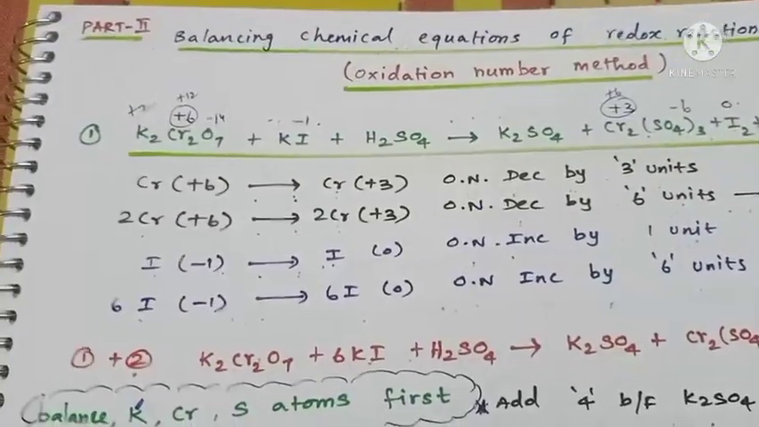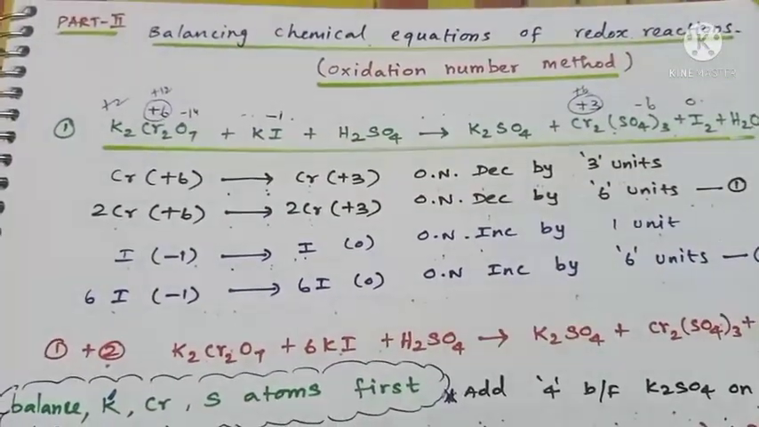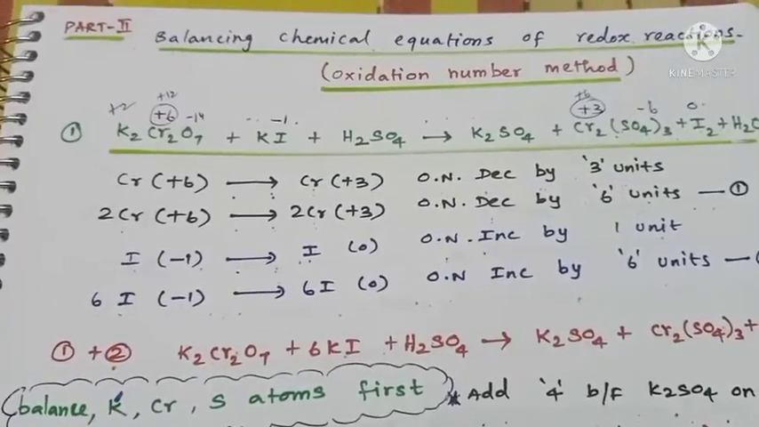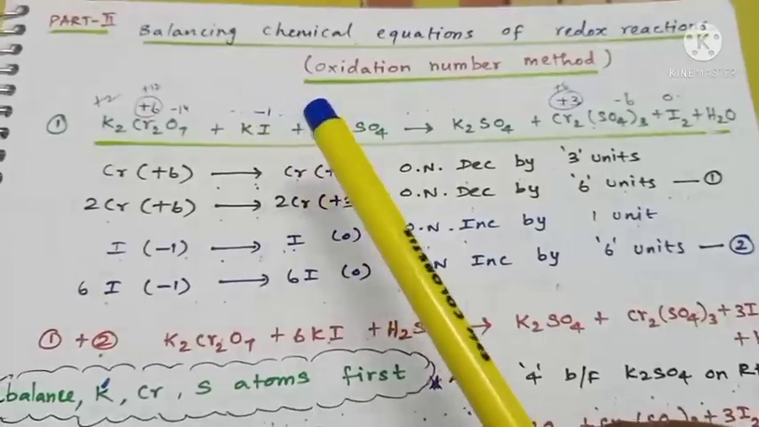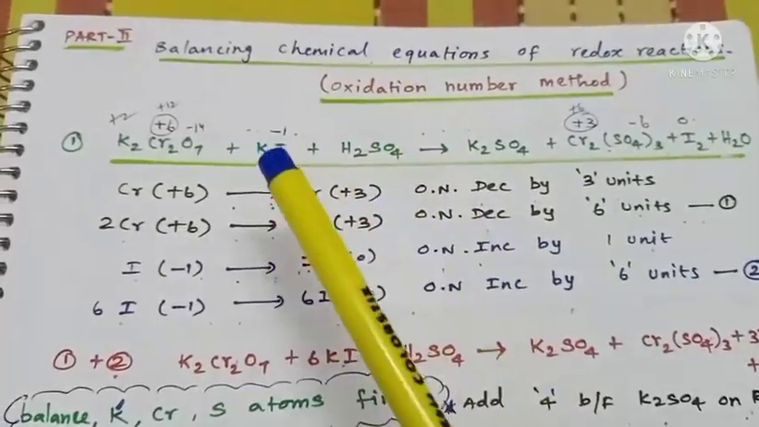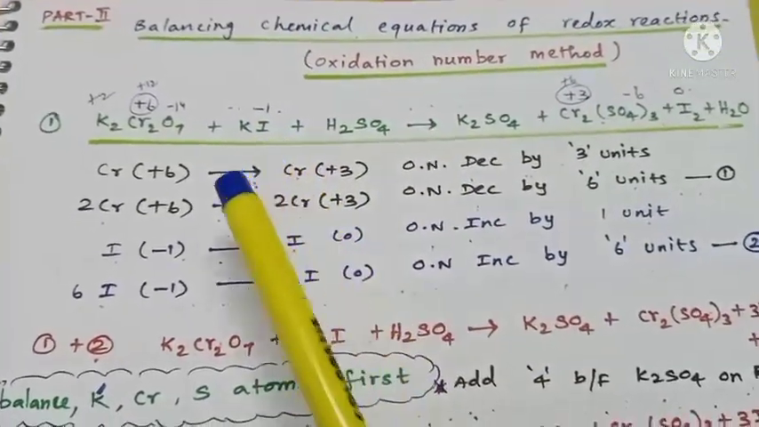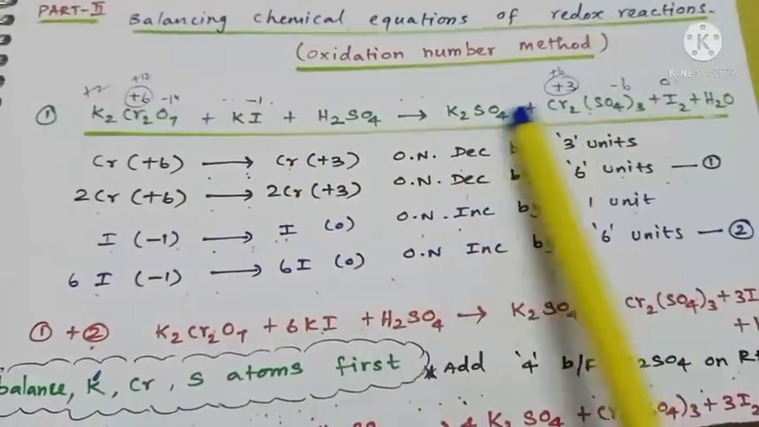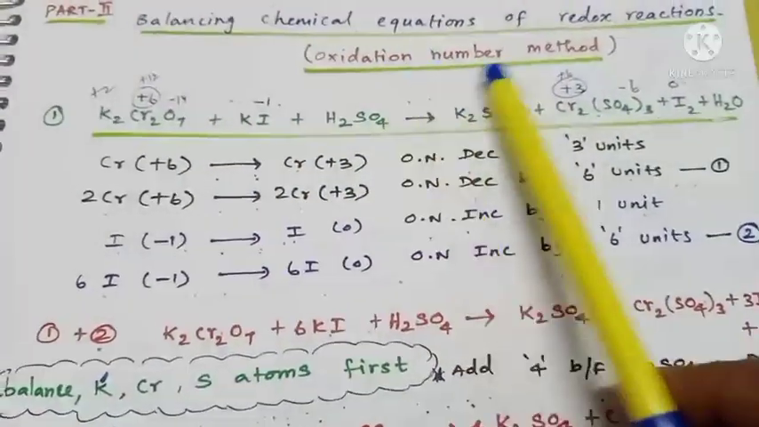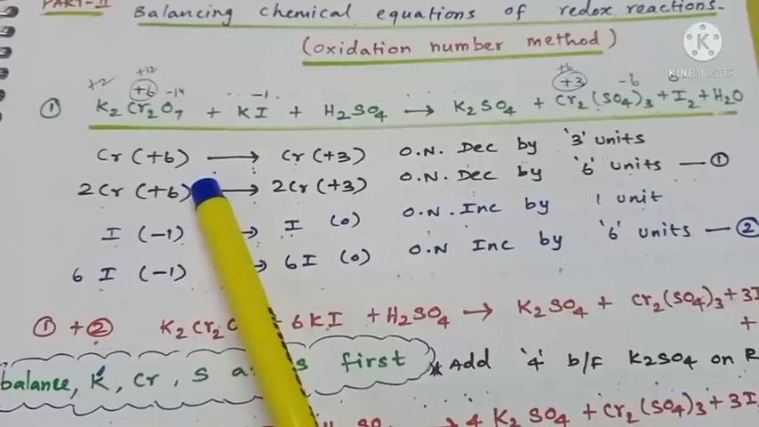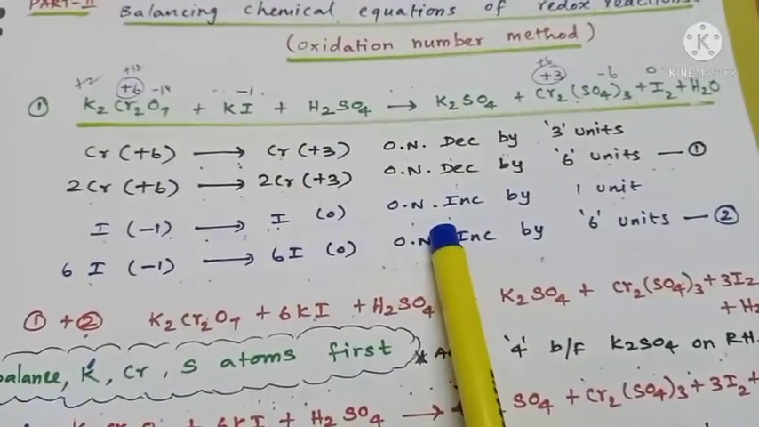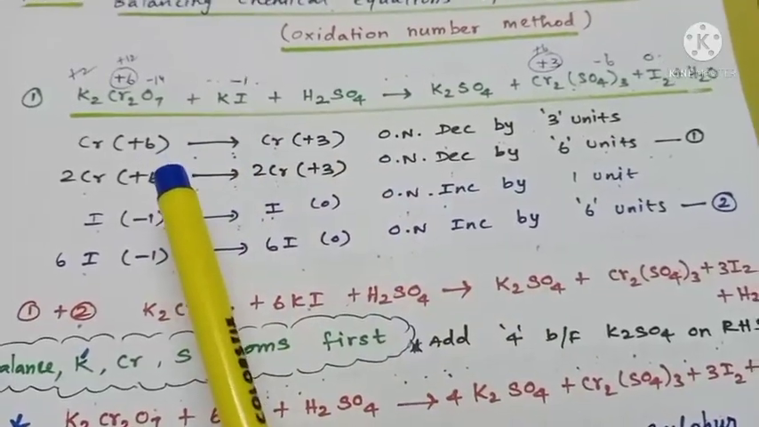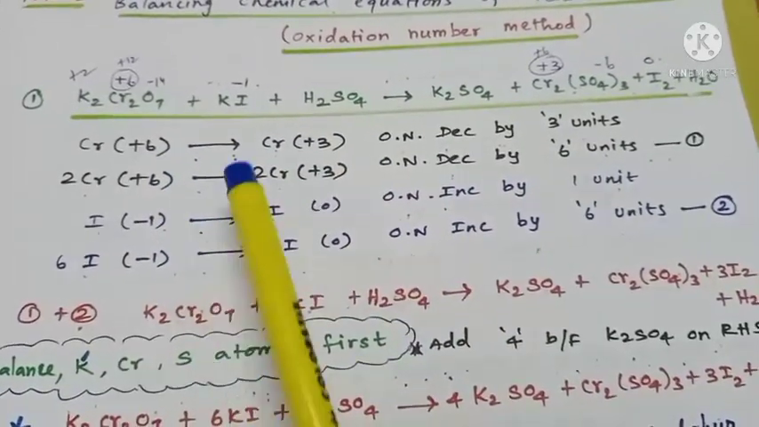So in this video, I'm going to discuss balancing of chemical equations of redox reactions based on the oxidation number method. This is part 2, which is the continuation of the part 1 video that we discussed earlier. This is the equation given, this is a question, which you have to balance based on the oxidation number method. First let us find out the oxidation number decrease and oxidation number increase, the atom which undergoes oxidation as well as the atom which undergoes reduction.